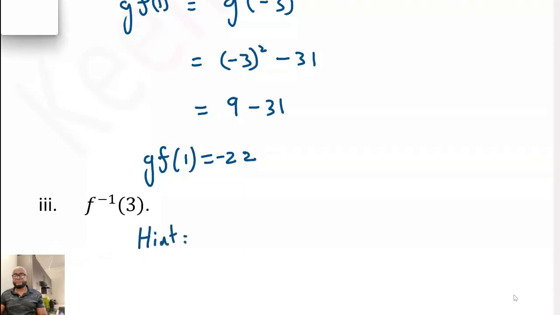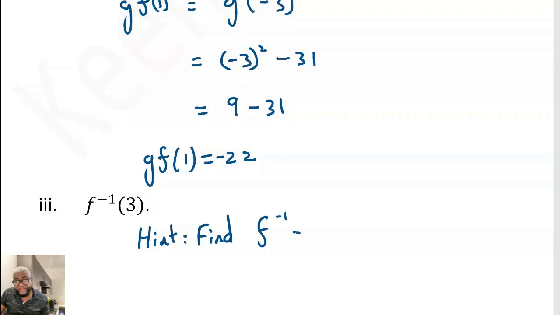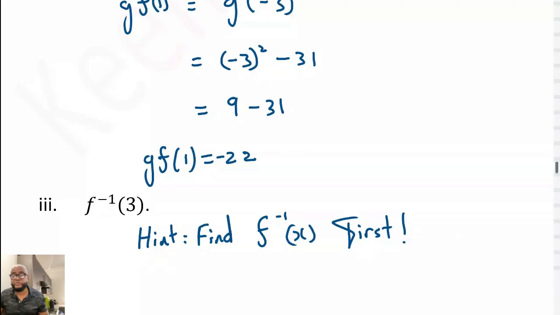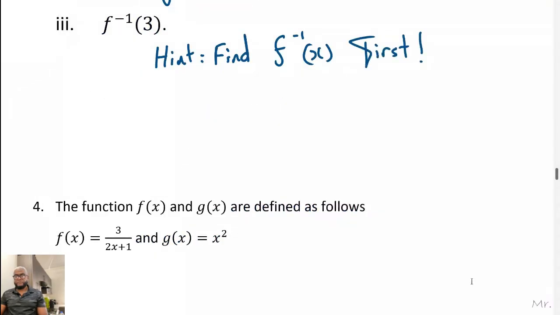Proper thing. Up the hints. Hint, find f -1 of x first. I have all the steps. Let's work. Right. Find f -1 of x first. What's step 1? Come on, what's step 1?